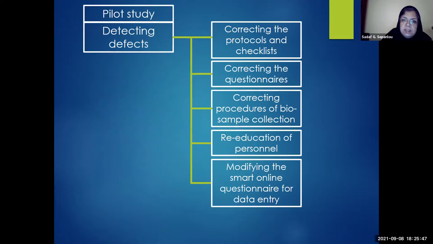During their surprise visits, the core team also checked the satisfaction of participants. Okay, after doing the pilot study, defects were detected and checklists were corrected, questionnaires and procedures of biosample collection were corrected, personnel were re-educated, and the smart online questionnaire for data entry was modified and optimized.